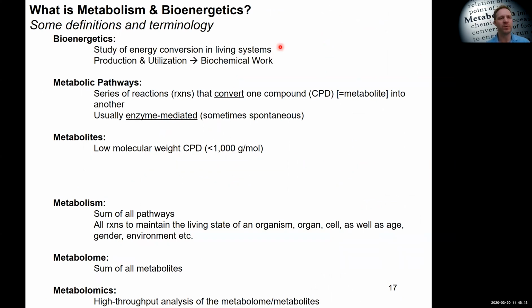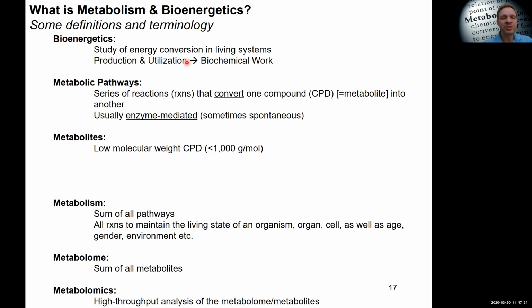A big part of what we want to do this quarter is to understand the flux of energy. Flux of energy here means the production and the utilization of bioenergy. And how does that utilization and production relate to biochemical work? Biochemical work means, for example, us moving around. For us to walk around requires bioenergy and biochemical work of your muscles. So we will try to understand how this works energetically.